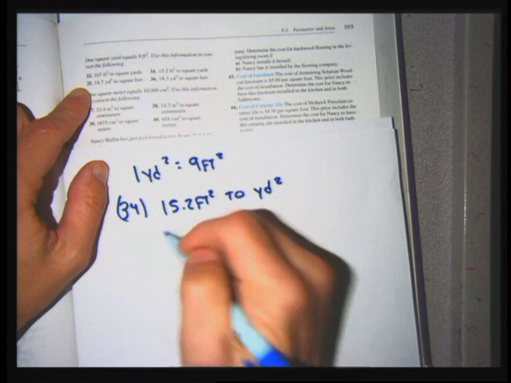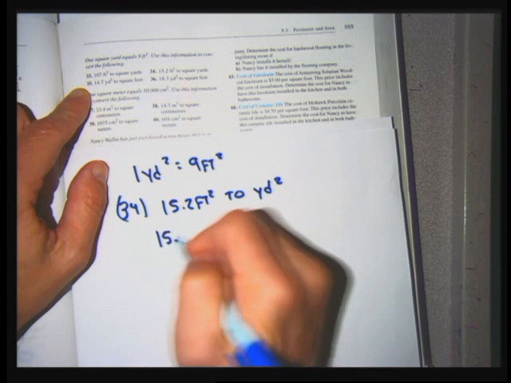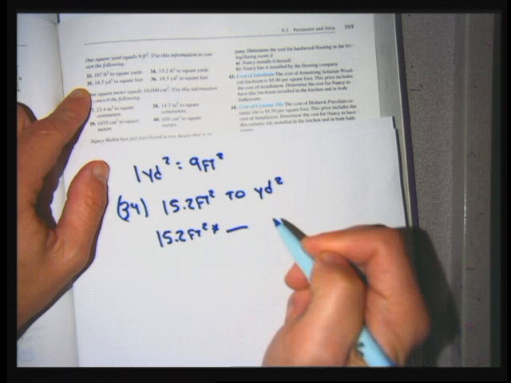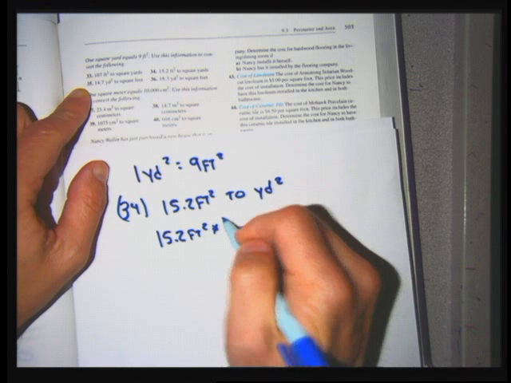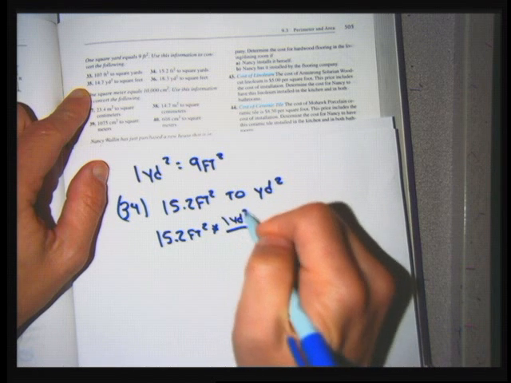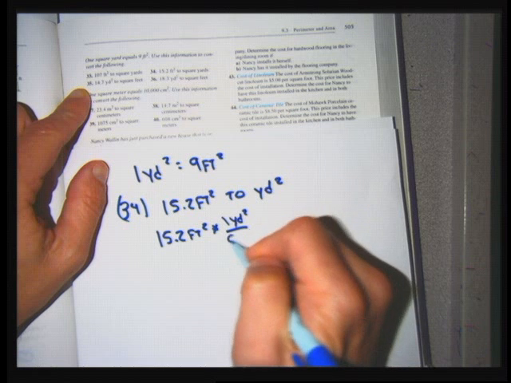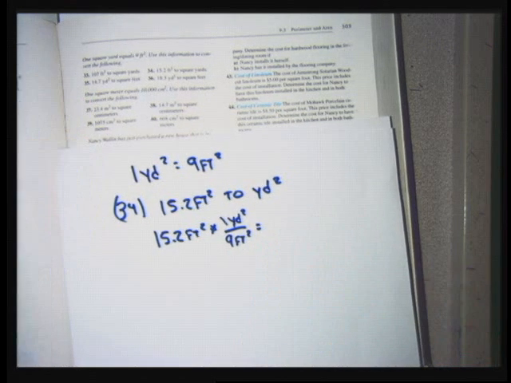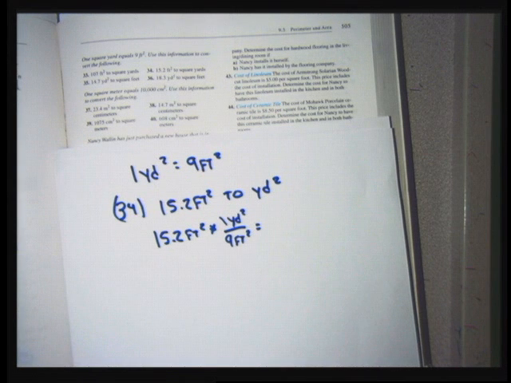I just take what I start with, which is the 15.2 feet squared. I'm going to multiply by a unit. The numerator is the unit that I want. I want yards, so I'm going to put yards squared in the numerator. In the denominator, I'm going to write the unit that I'm trying to get rid of, which is square feet. And to do this, I'm just going to go 15.2 divided by 9 because the 9's in the denominator.